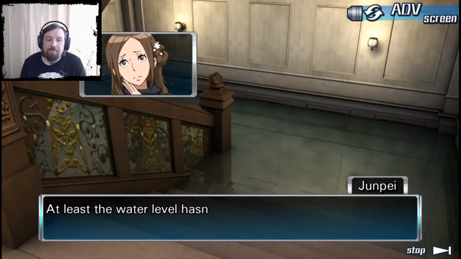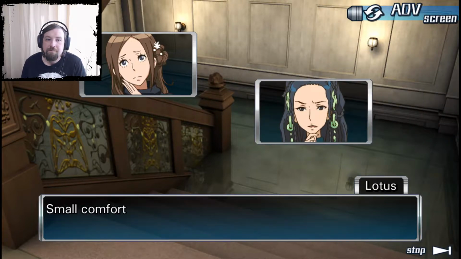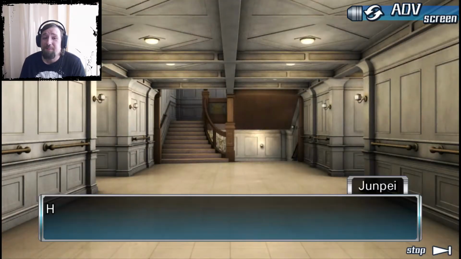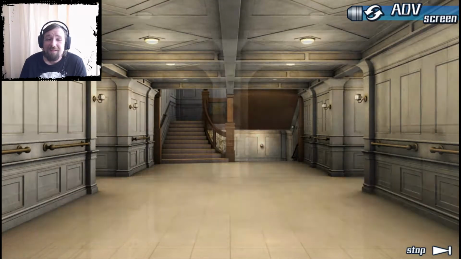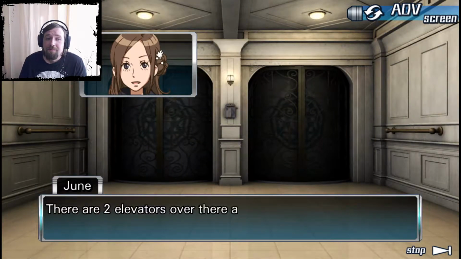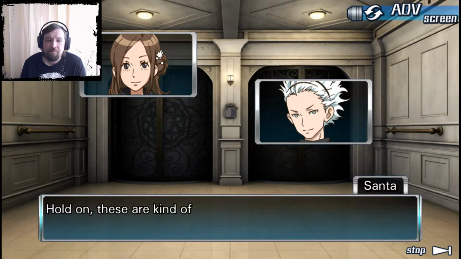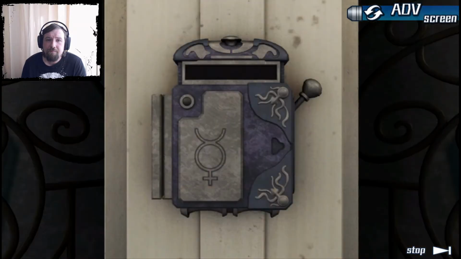At least the water level hasn't really changed. Small comfort. May as well head back to C-deck. I think that's a reasonably big comfort. What else is here? There are 2 elevators over there at the top of the stairs, just like the floor above. Hold on. These are kind of different. See? There's a card reader on the side.